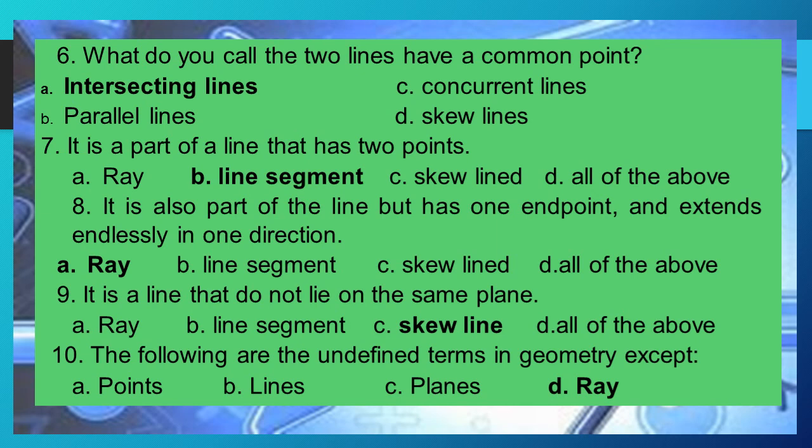Let's proceed with number 9. It is a line that does not lie on the same plane. A. Ray. B. Line segment. C. Skew line. D. All of the above. The answer is letter C, skew line. Last number. The following are the undefined terms in geometry except: A. Points. B. Lines. C. Planes. D. Ray. The answer is letter D, ray.